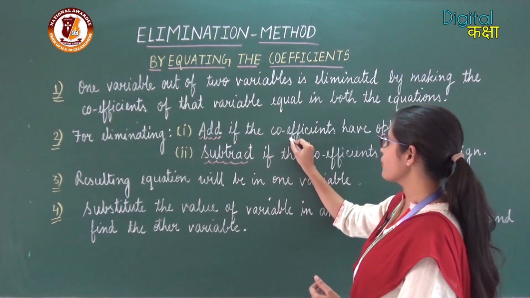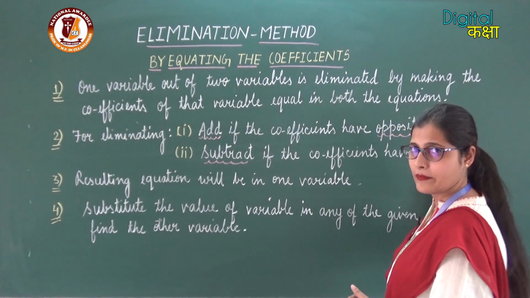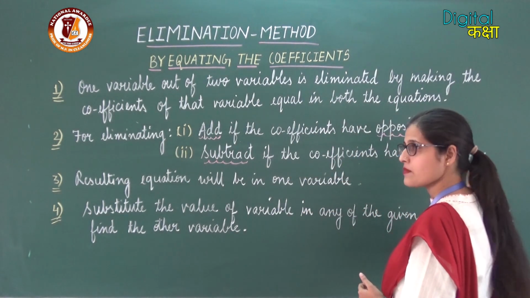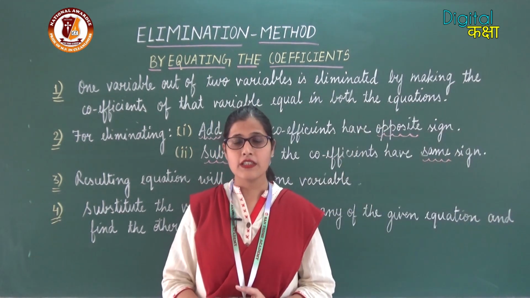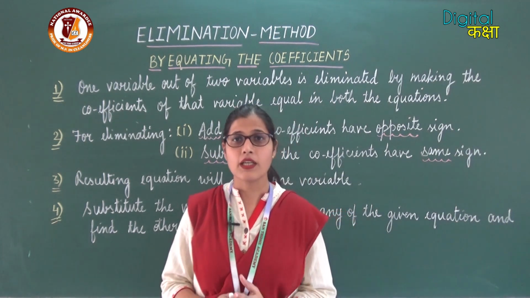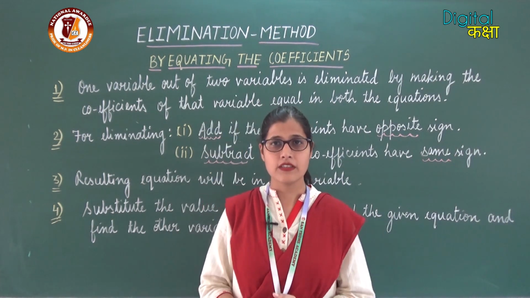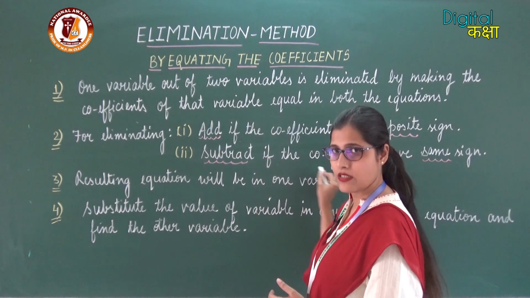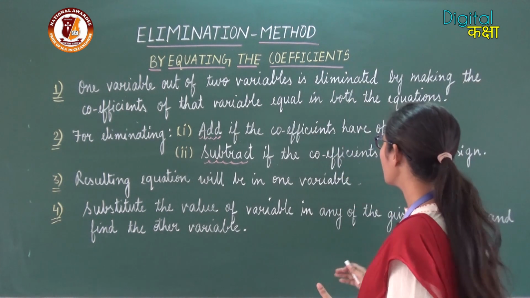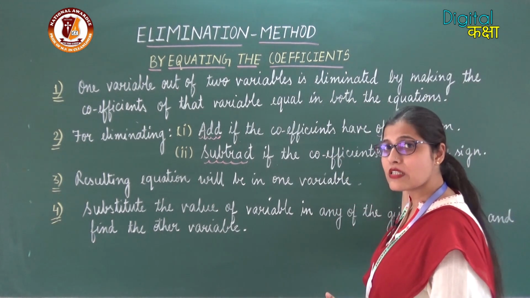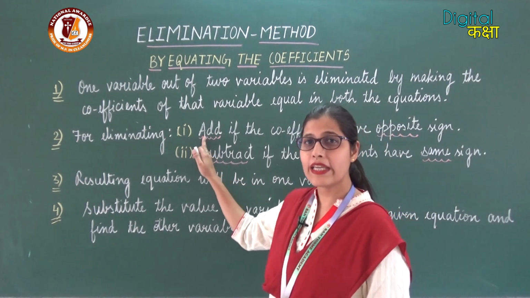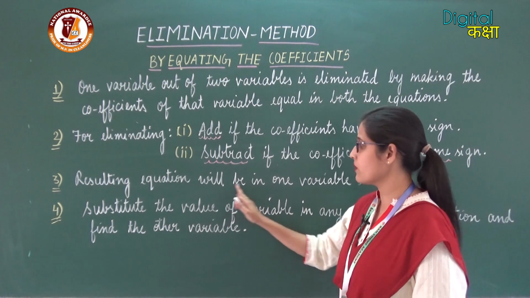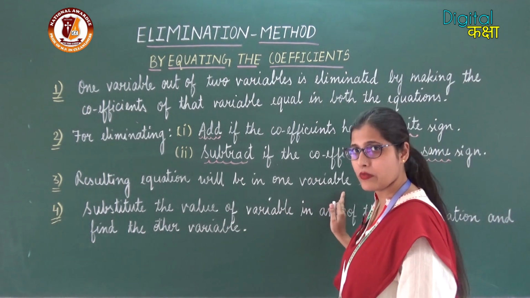we add if the coefficients have opposite sign, and subtract if the coefficients have the same sign. The coefficient that we have equated in the equations, if they have the same sign, then we will subtract the equations, and if the coefficients have opposite sign, then we will add the equations. After that, the resulting equation will be in one variable.